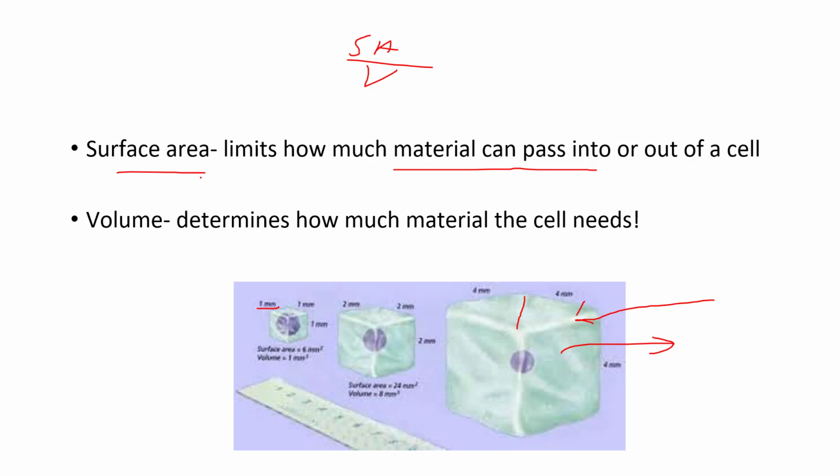Volume is the space inside the cell, and volume determines how much material the cell needs, because that's where all the chemical reactions are happening. So how much volume a city has determines how many people it can hold, right? And they all need food and water, and the roads going into the city determine how much food and water can get in or out of that city. So you can think of those as kind of parallel ideas. Surface area is the amount of material that can get into a cell. Think of it like the highways running into a city. Volume determines how much material that cell or city requires. So it's a very delicate balance here.